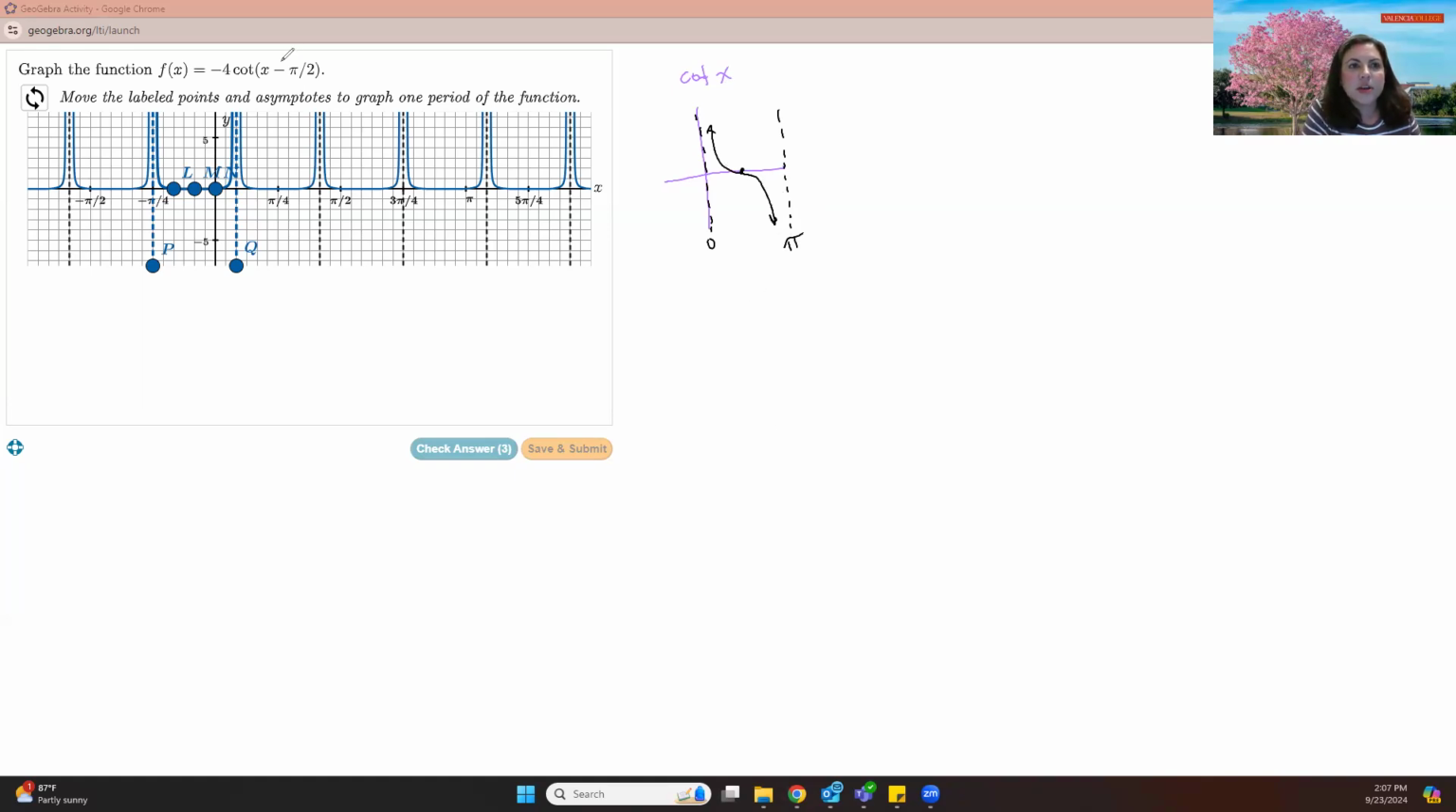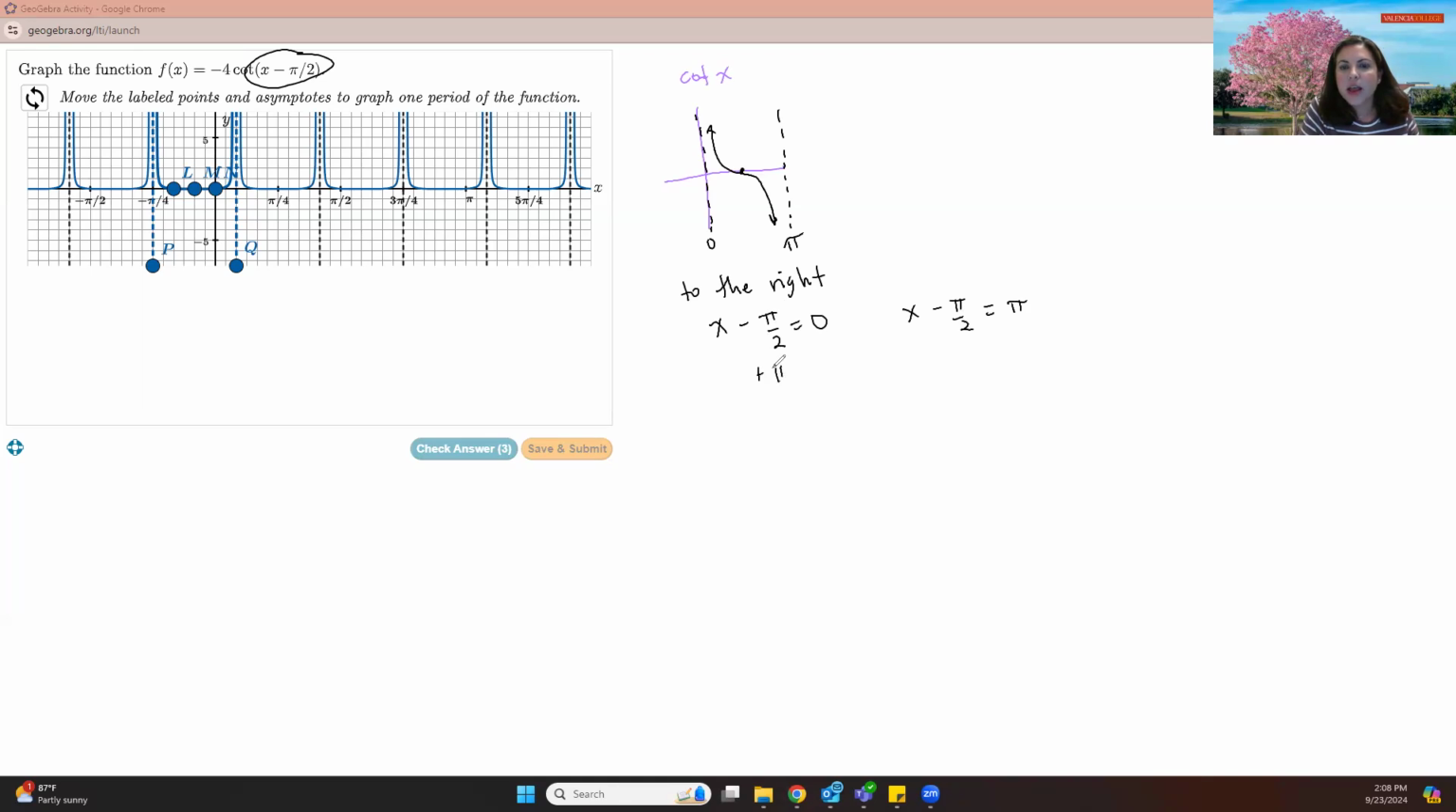Now, in this new equation that they're asking us to look at, we have x minus pi over 2. And that represents a phase shift to the right, pi over 2 units. And so this whole graph needs to be shifted to the right. And the way you can think about that is you can look specifically at the asymptotes. So normally they would be at 0 and at pi.